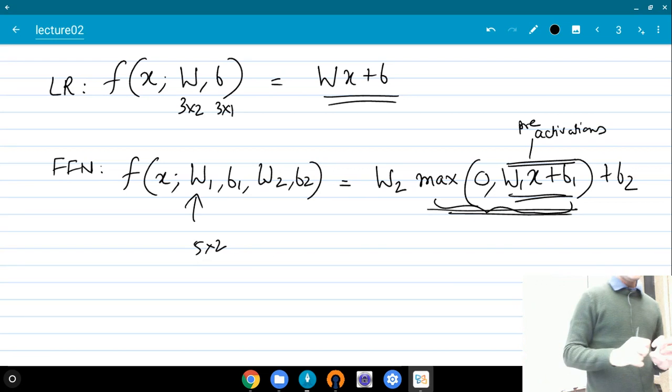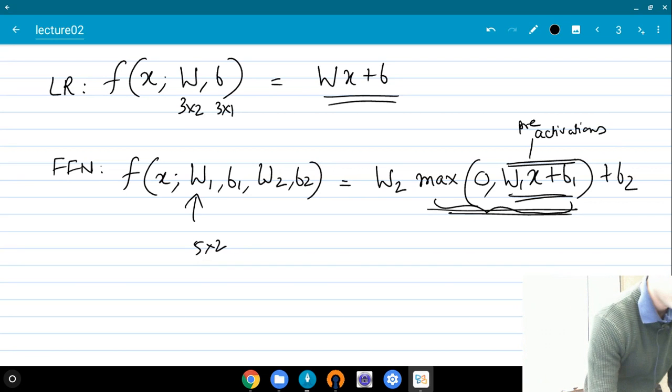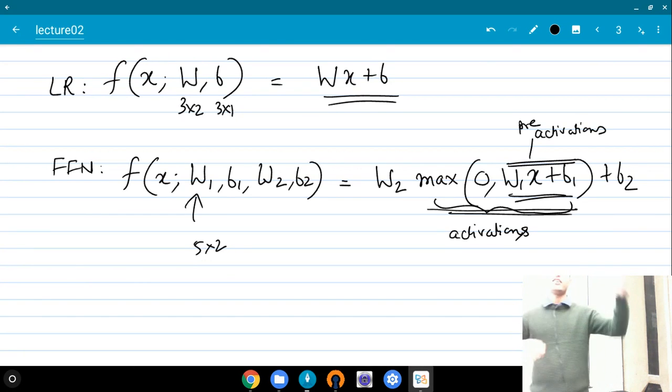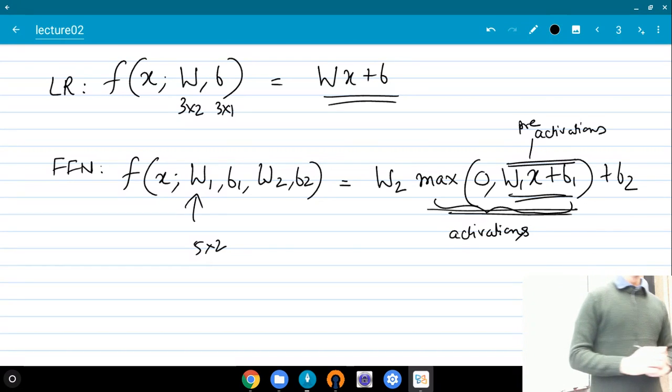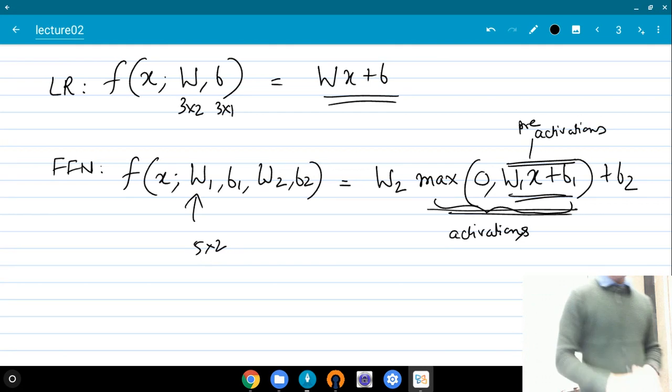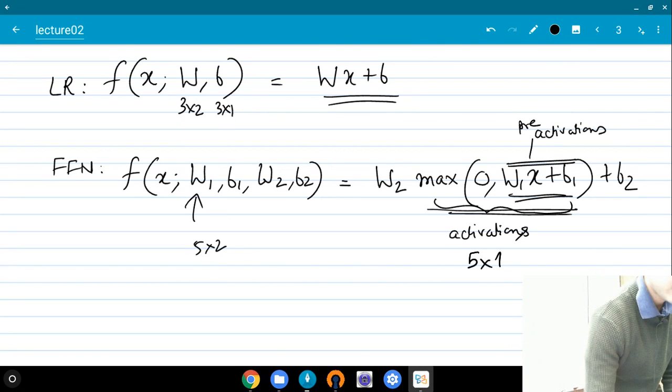That's the operation. The output, I'm going to call the activations. I guess the activation vector, it's a 5-dimensional vector. Each entry, think of it as an activation. So that's the activations, and this is 5 cross 1, let's say, right?